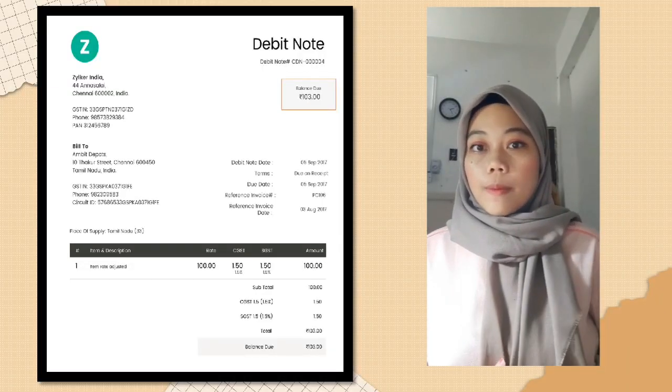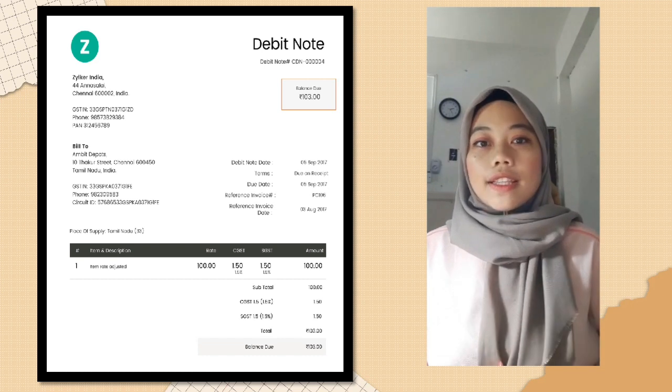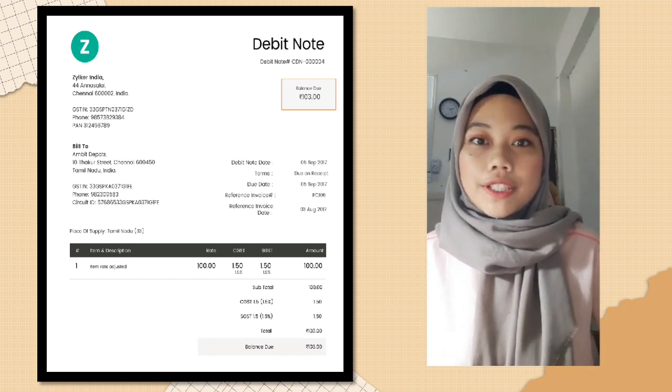From DKB2, we'll continue this presentation by explaining about returns inwards journal and returns outwards journal. Before I explain further about returns inwards and returns outwards journal, I would like to share with you guys the source documents that are involved in this journal.